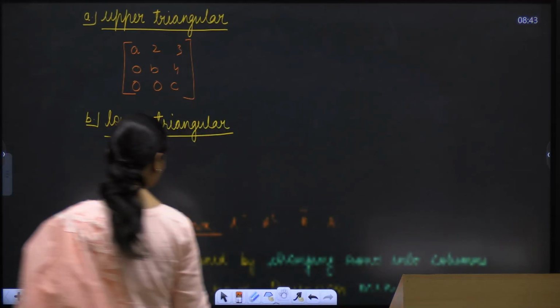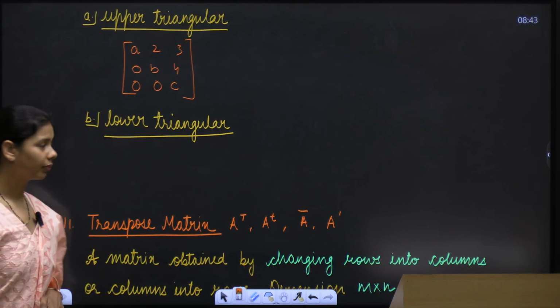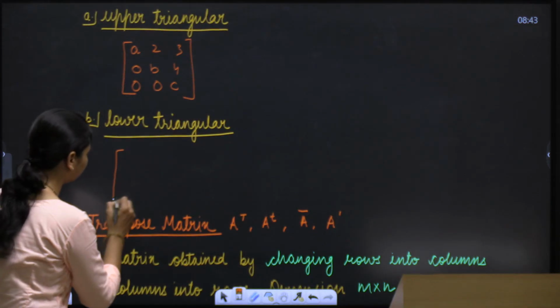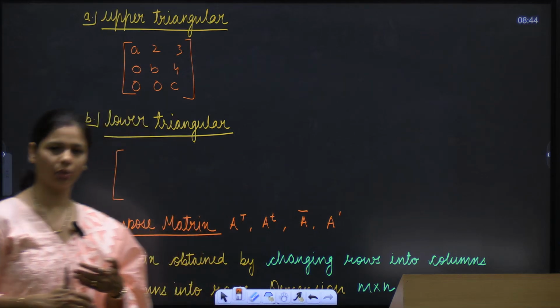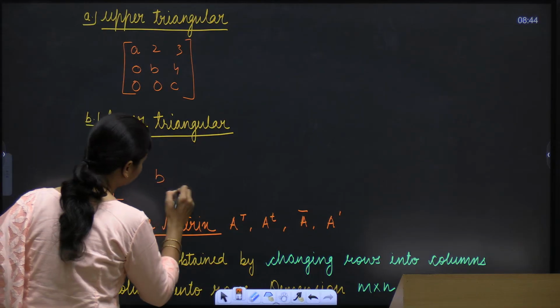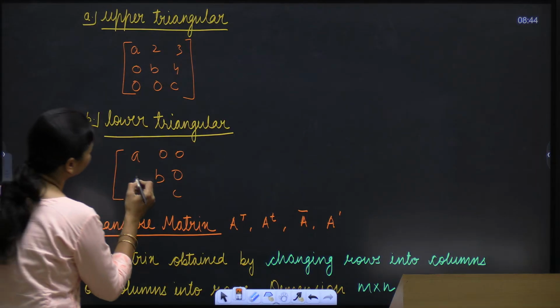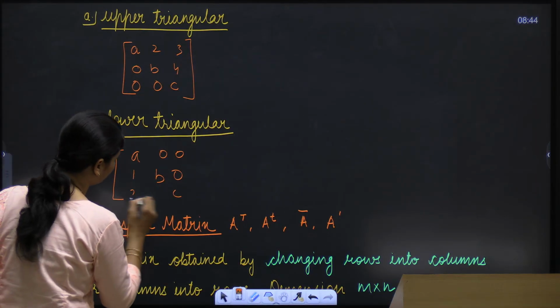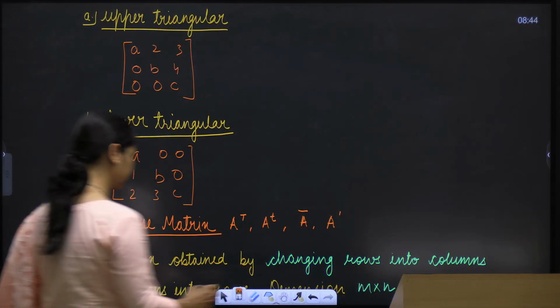Then the next is the lower triangular matrix. The lower triangular matrix is a diagonal matrix in which the lower elements also have some value. In the same way, the upper elements will be 0 but the lower elements will have some value. So this is called the lower triangular matrix.